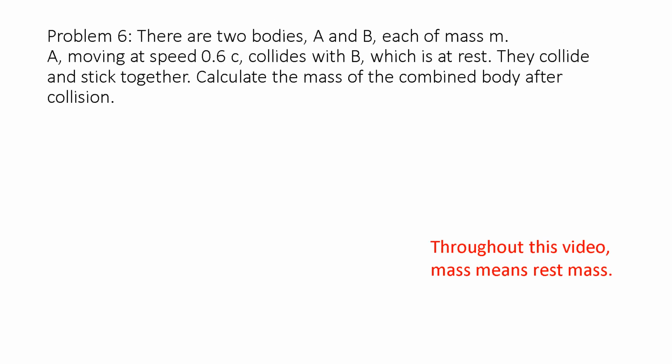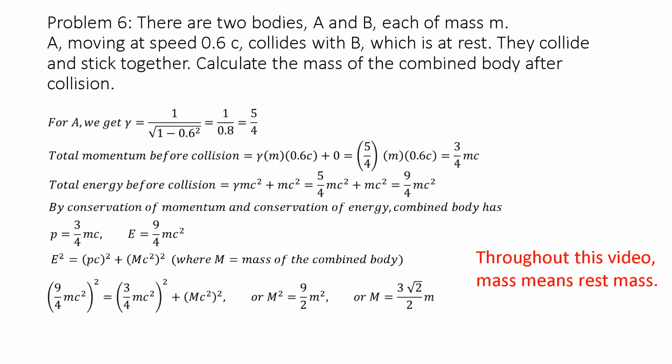Problem 6. There are two bodies A and B, each of mass m. Body A moving at speed of 0.6 c collides with B, which is at rest. They collide and stick together. Calculate the mass of the combined body after collision. Pause the video, try to solve the problem yourself and then proceed. This is how we solve.